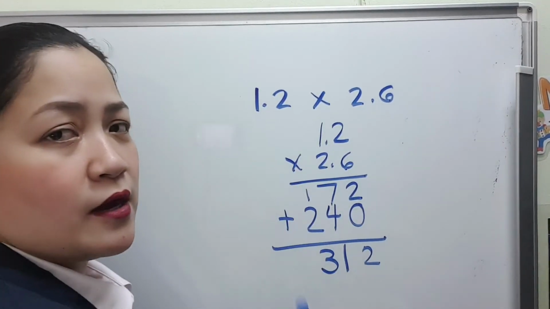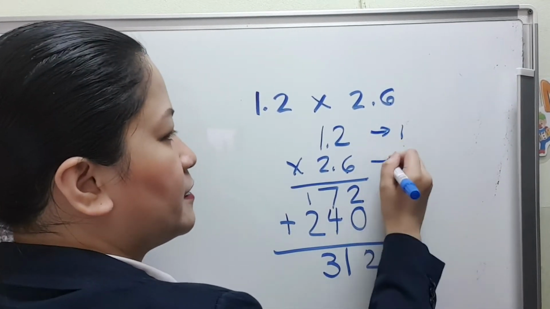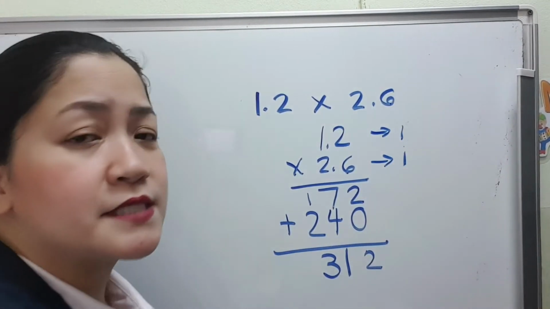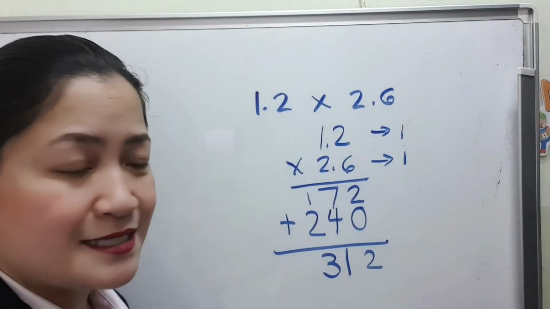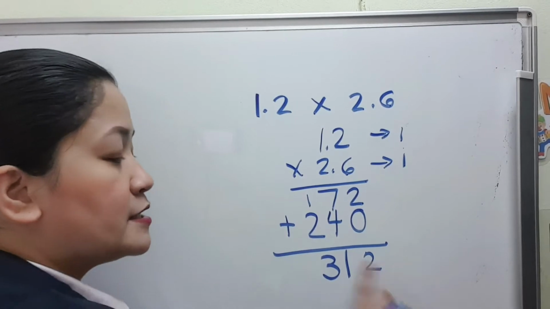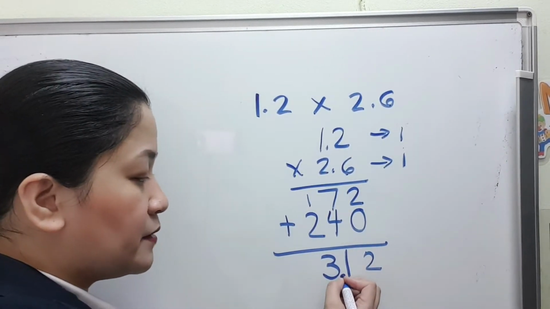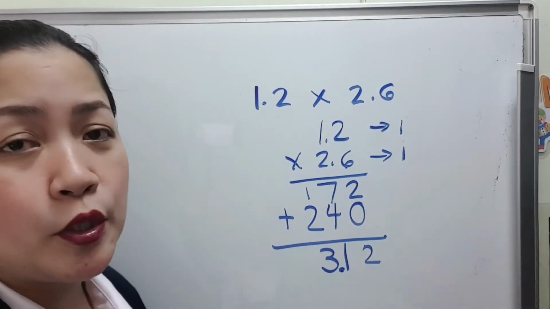Now go back to our factors. We have 1 decimal place here and another 1 decimal place here. That gives us a total of 2 decimal places. That means in our product, we should have 2 decimal places. So counting from the right, we have 1, 2. The decimal point will be there, making it 3.12.